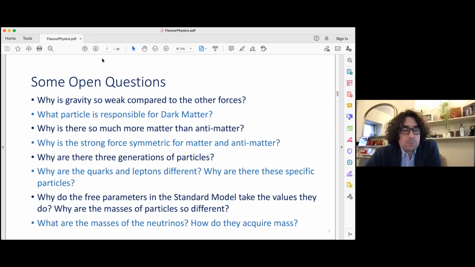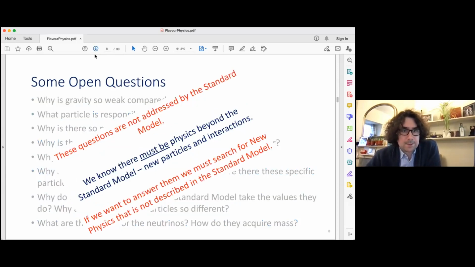It doesn't answer why the free parameters in the Standard Model take on the values that they do. The Standard Model has a collection of free parameters, around 20, depending on how you count them. And it doesn't explain why those values are what they are. And it doesn't explain why you have a collection of different particles with such different masses. And it doesn't address what the masses are of the neutrinos, or indeed the mechanism via which neutrinos acquire mass. And so these questions are not addressed by the Standard Model.